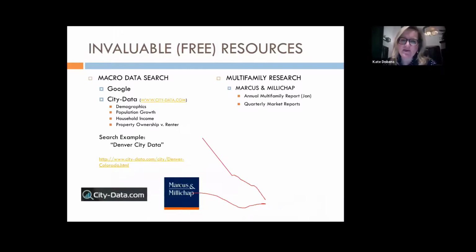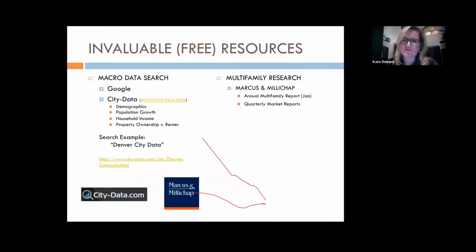And then for each one of those markets, Marcus and Millichap will put out a quarterly report. Most of them, they do a quarterly report. So if you're looking in Denver, for example, you should read the annual report, and then you should be downloading and getting that quarterly report. I've been reading these reports for years, and they are phenomenal. They do not oversell. I have found them to be excellent sources of information.